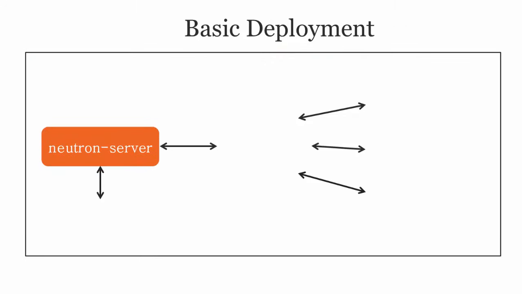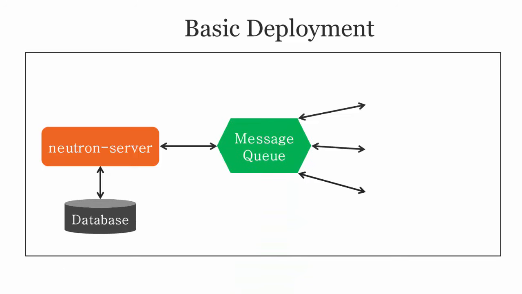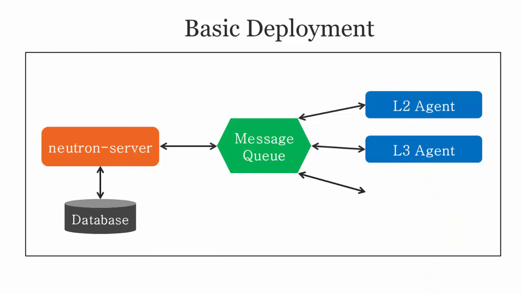Okay, let's check the basic deployment. At first, the Neutron server must run in the controller node, and the Neutron server needs to communicate with the database. The Neutron server must also always be connected to the message queue to communicate with the L2 agent, L3 agent, and DHCP agent as well.